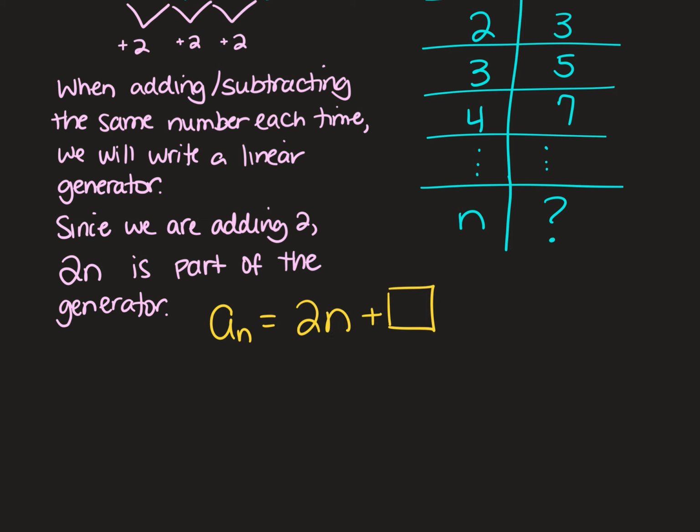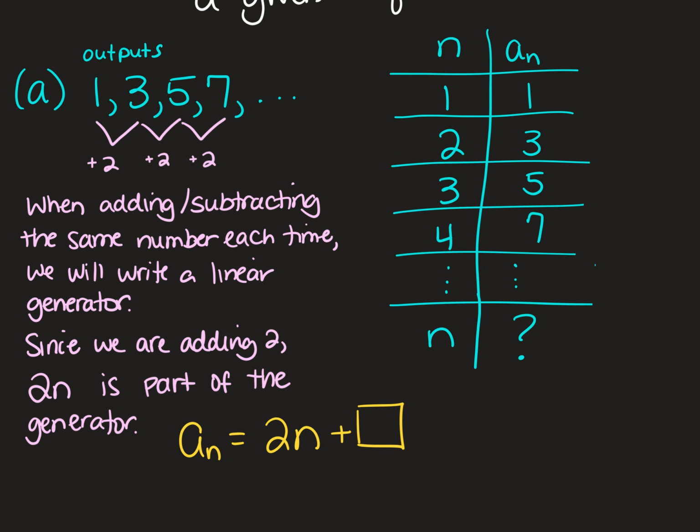Plus or minus. It could be minus, but plus something. So how on earth am I going to figure out what that something is? I've got to use the data I have. Okay, so I know that if I plug in 1, I should get 1. If I plug in 2, I should get 3. If I plug in 3, I should get 5. So when I look at this, I'm doubling whatever I'm plugging in. I'm multiplying that thing by 2. I've got to either add or subtract something to get me to this output.